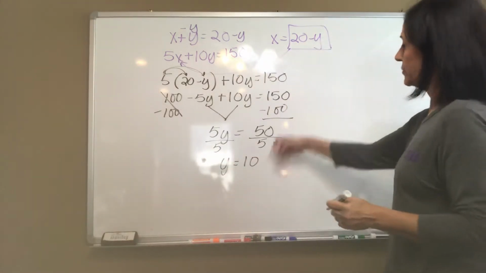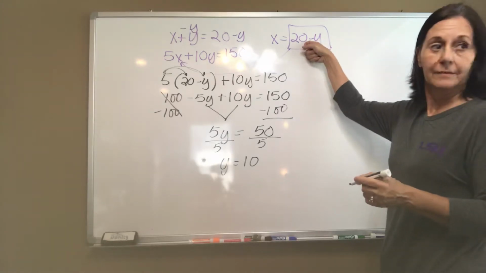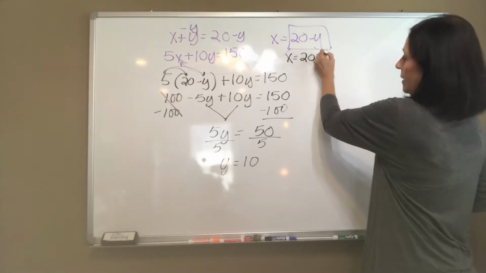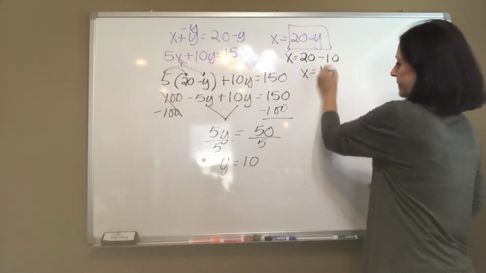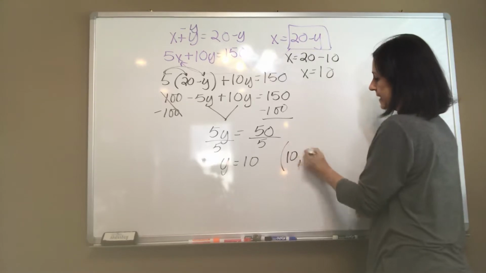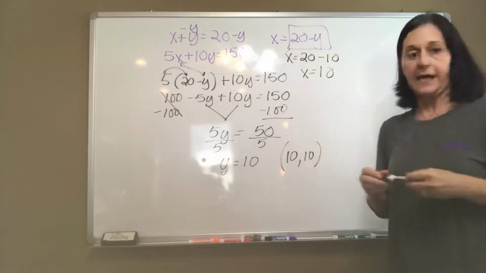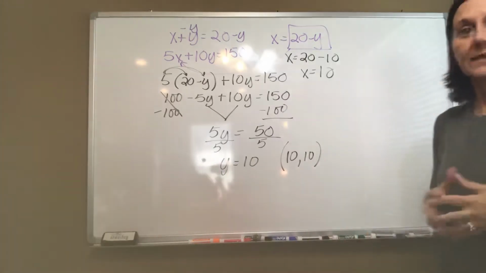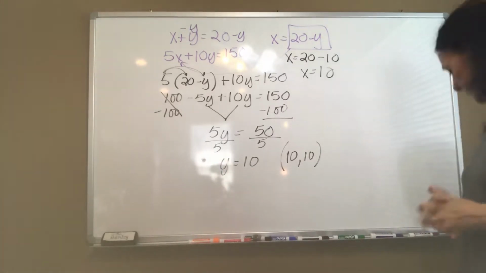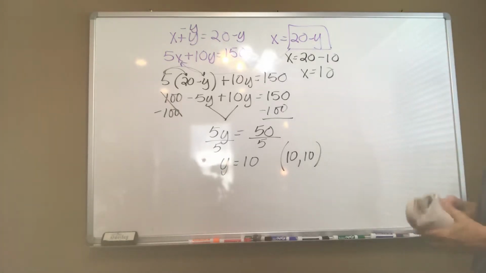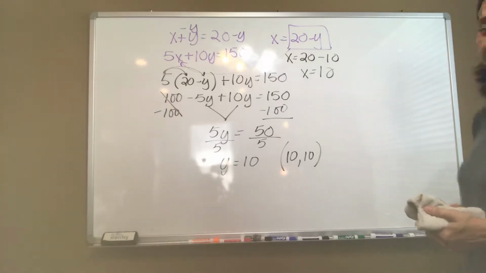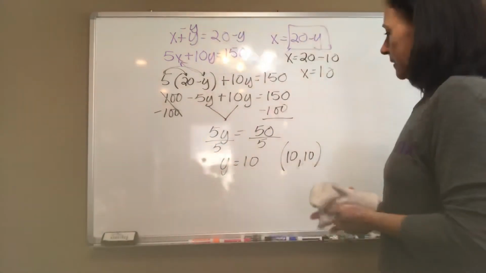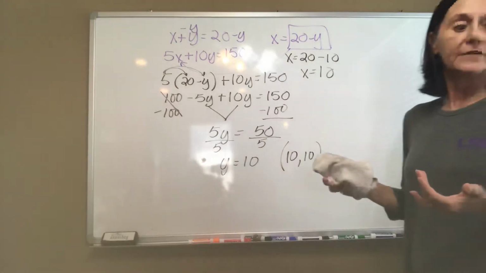Not done. Got to substitute that back into this equation and solve for x. So x equals 20 minus 10. X also equals 10. So my coordinate point where these two lines intersect one another is 10, 10. Does that make sense? Does substitution make sense? There's one more piece to this lesson, and we're going to go on over that. And it's a reminder of some geometry.